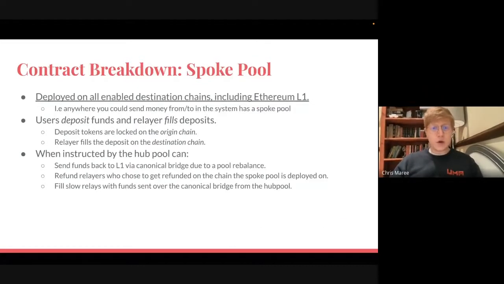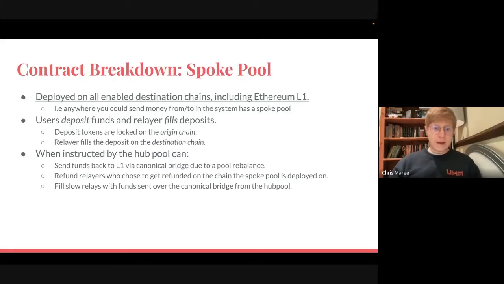This is deployed on all the destination chains in the system, including Ethereum layer 1. And basically anywhere you want to send money from or to is a spoke pool. So we'll have one on Arbitrum, one on Optimism, one on Boba. Every chain has one. And a user will deposit funds into a spoke pool, and a relayer will fill these deposits in the other spoke pool. The nomenclature we use to describe this is an origin chain and a destination chain. So if you're relaying from Optimism to Arbitrum, obviously Optimism is the origin, with Arbitrum being the destination, right?